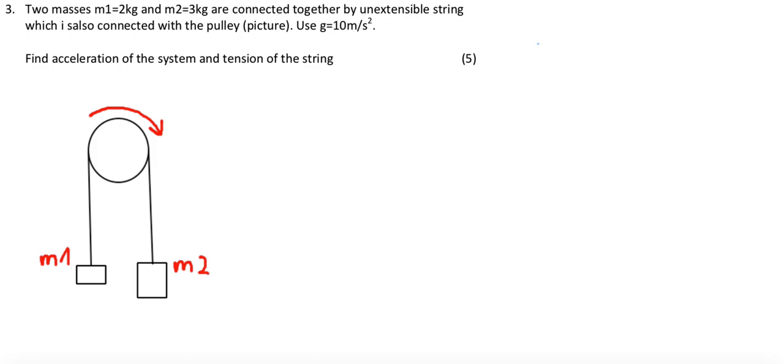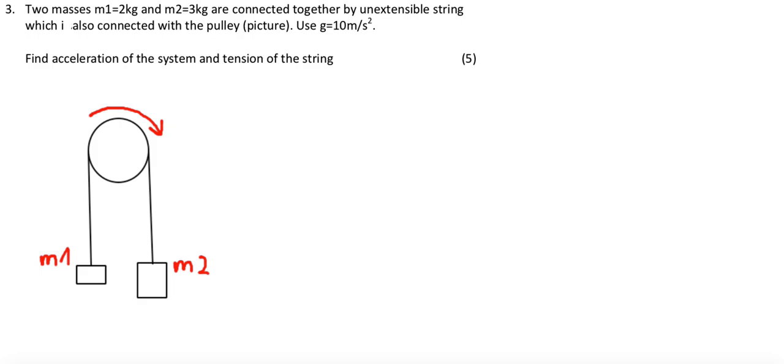Okay, so we have two masses, 2 kilograms and 3 kilograms, connected together by an extensible string, which is also connected with the pulley. Look on the picture. Okay, use g equals 10 meters per second squared. You have to find acceleration of the system and tension of the string.